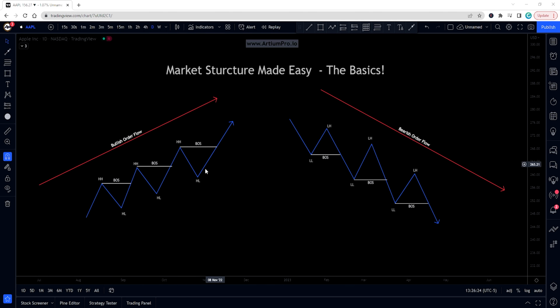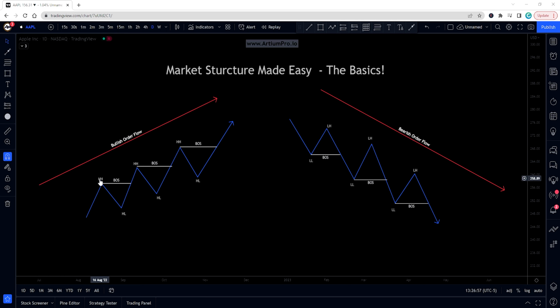Okay, so you can see I've got a couple of diagrams drawn here. All right, so this is bullish order flow. And how do we determine what is bullish order flow? We're going to be looking for a series of higher highs, as you can see here, and higher lows, as you can see here.